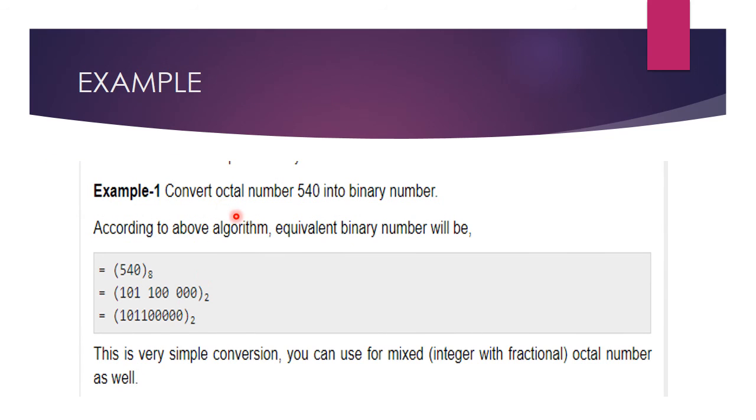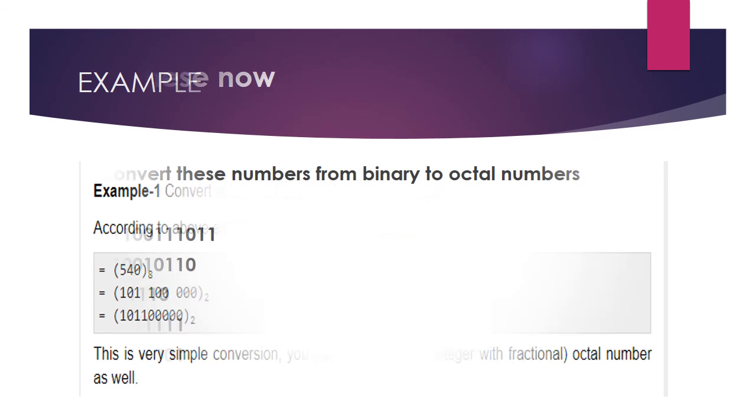So let us take one example in this also. I have given a very simple example over here. Convert octal number 540 into binary number. So here we have 540 to the base 8. Now 5 means what in binary? 101. 4 means what? 100, and 0 means we are writing triple zeros in binary. So now you combine all these, and your final binary number is formed: 101 100 000. So this is a very simple conversion.